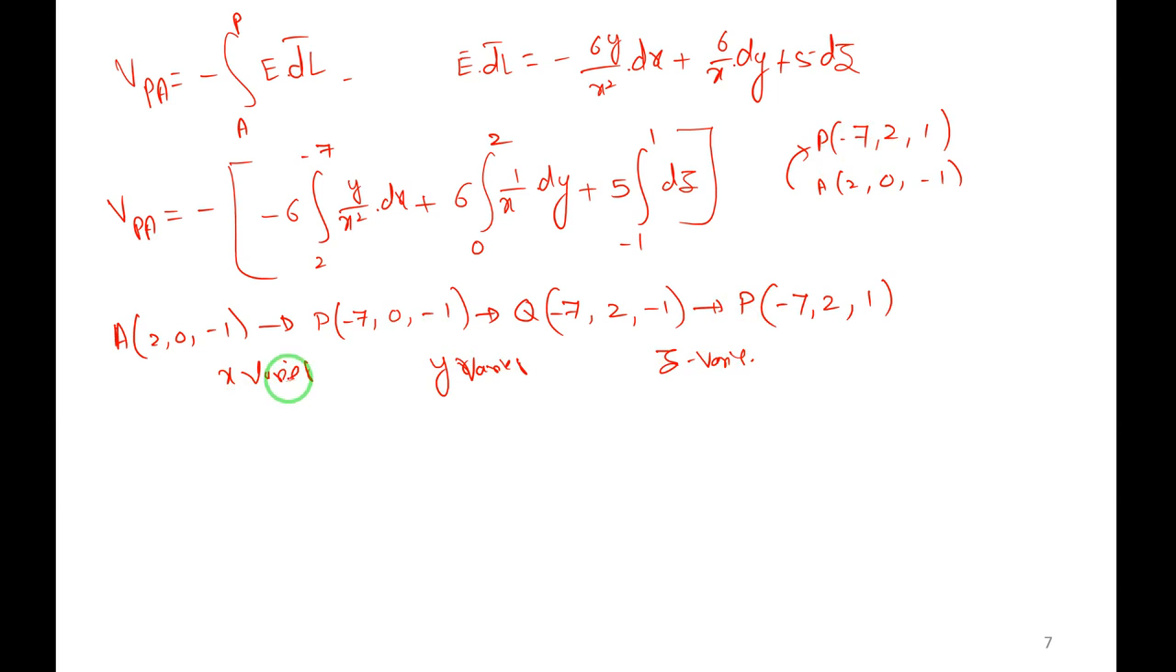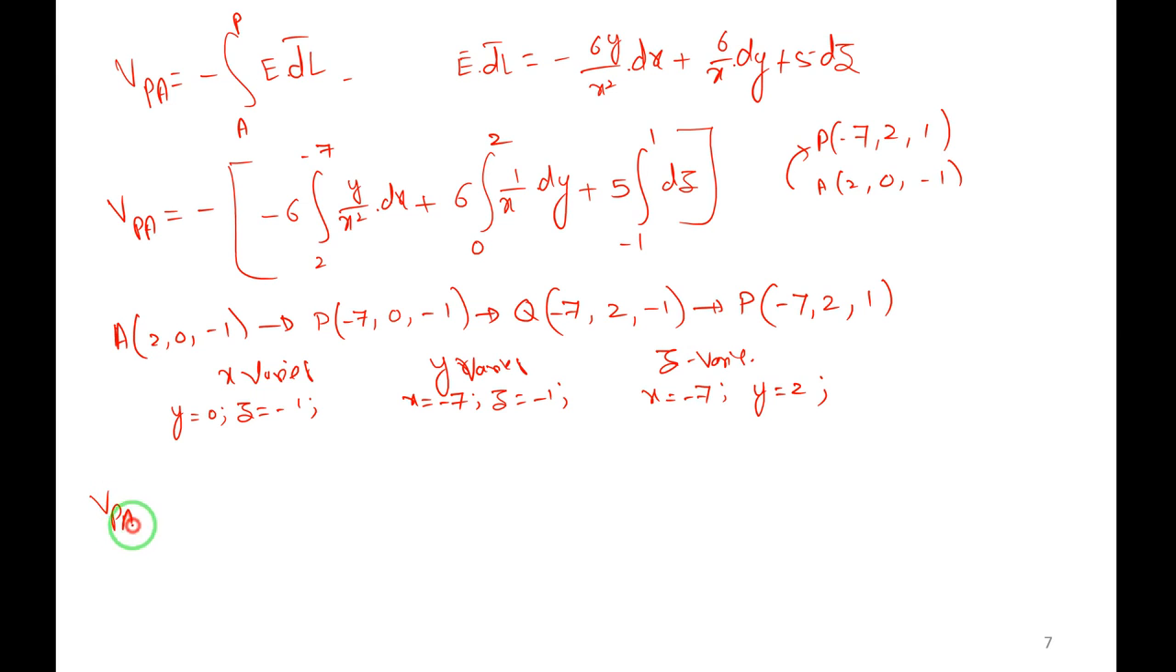If x varies, right? What about y and z? Then let me write it here. So y is 0 and z is minus 1. Then if y is varying, what about x and z? X is minus 7 and z is minus 1. Z varies, but what about x and y? X is minus 7 and y is 2. Right, we will make use of this in this integration.